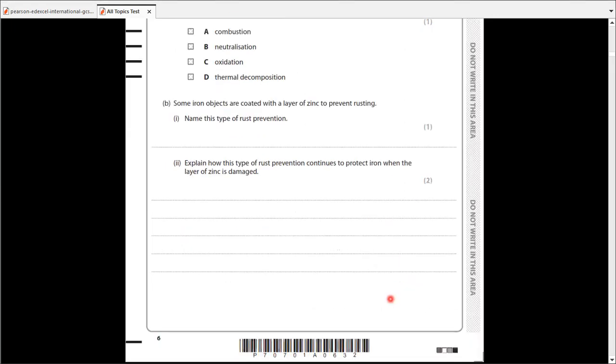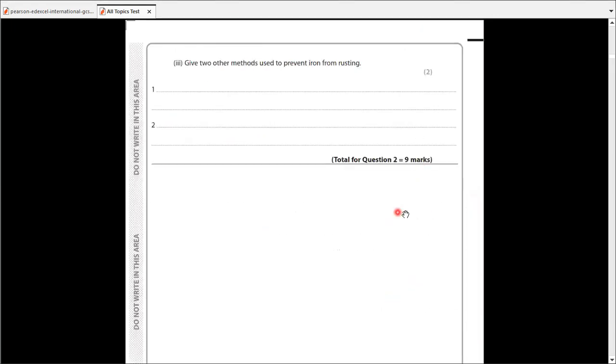Okay, moving on to the next page. Give two other methods used to prevent iron from rusting. Remember you can paint it. That also prevents rusting. The only two I'm sure of are painting and galvanization. I don't remember a third method.